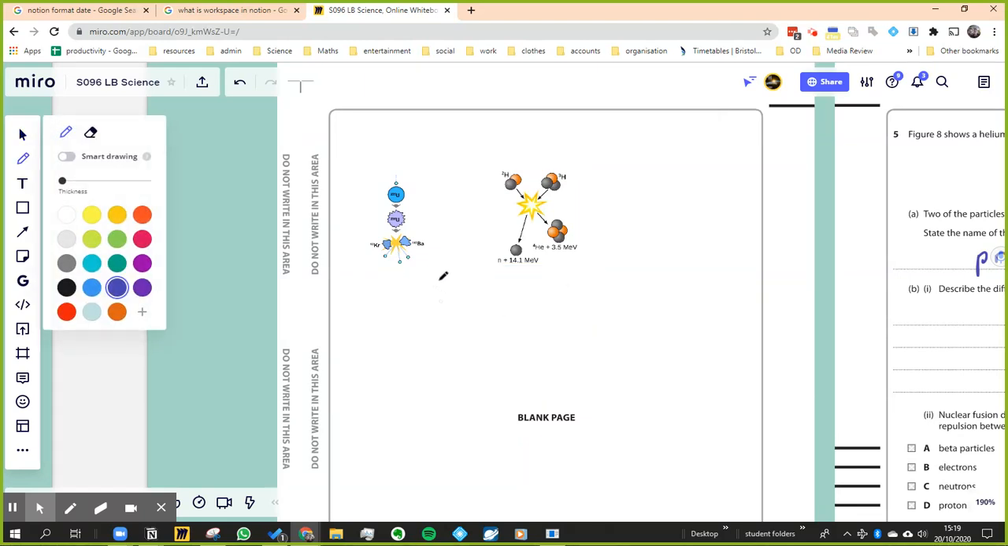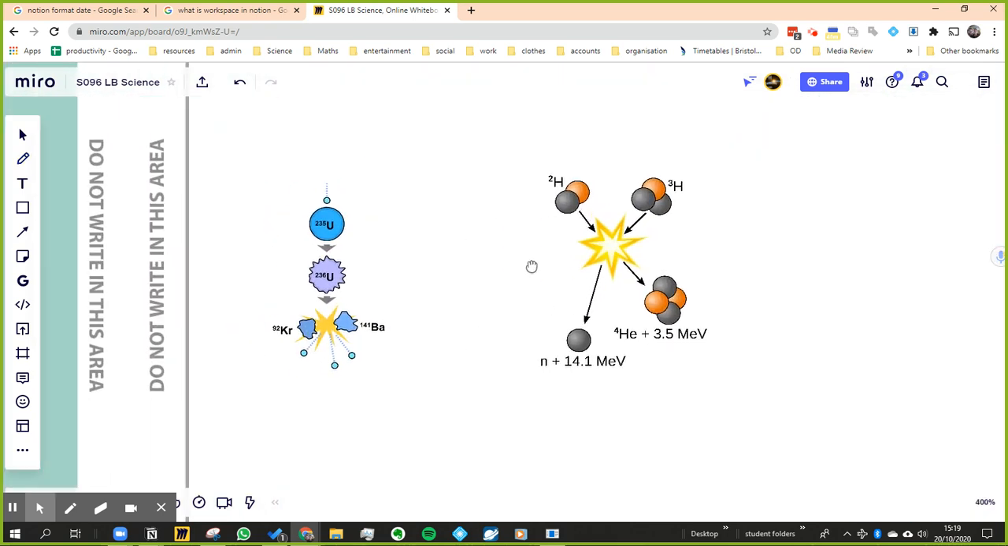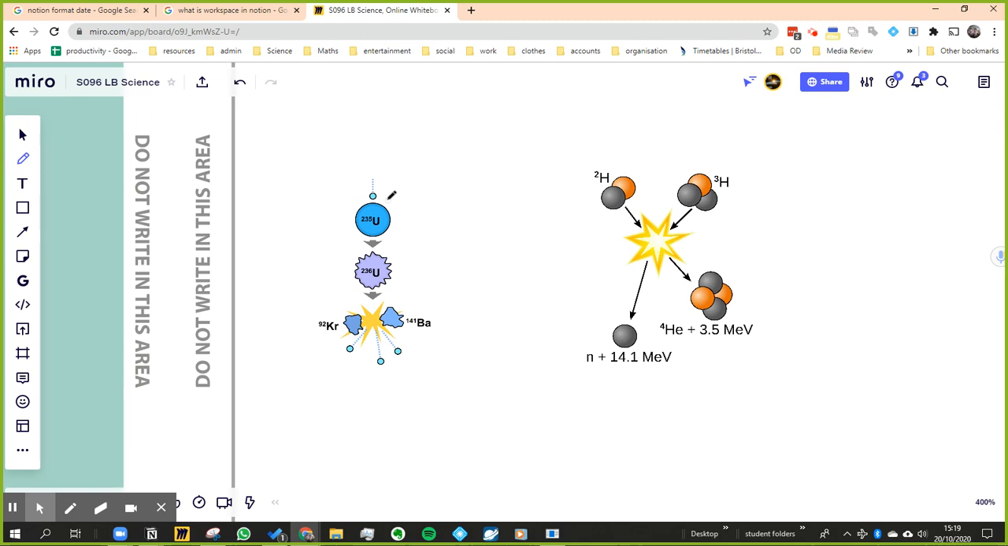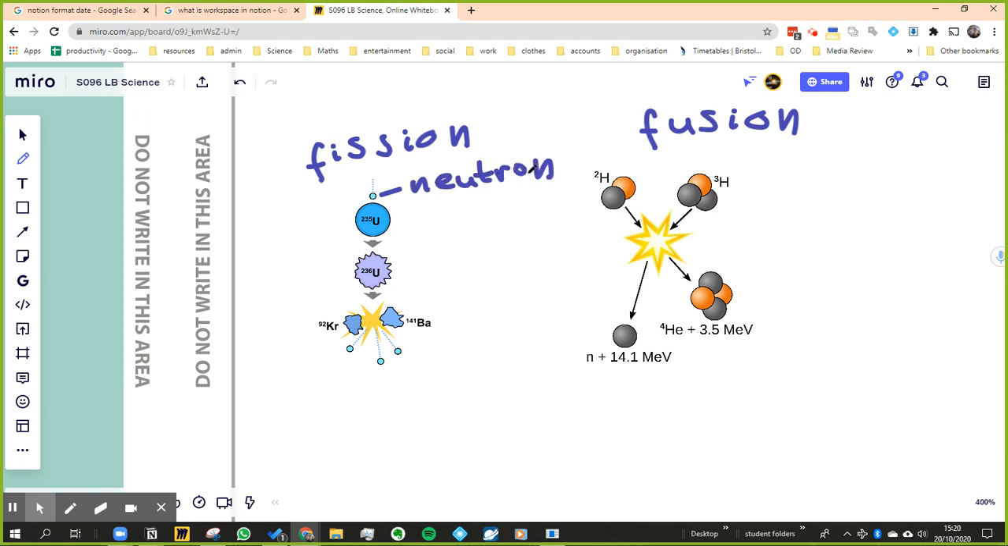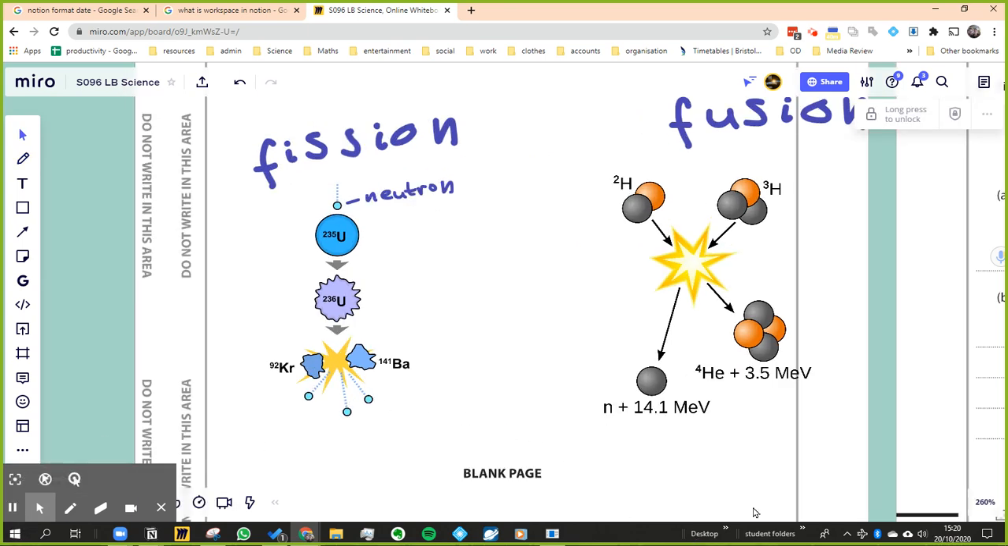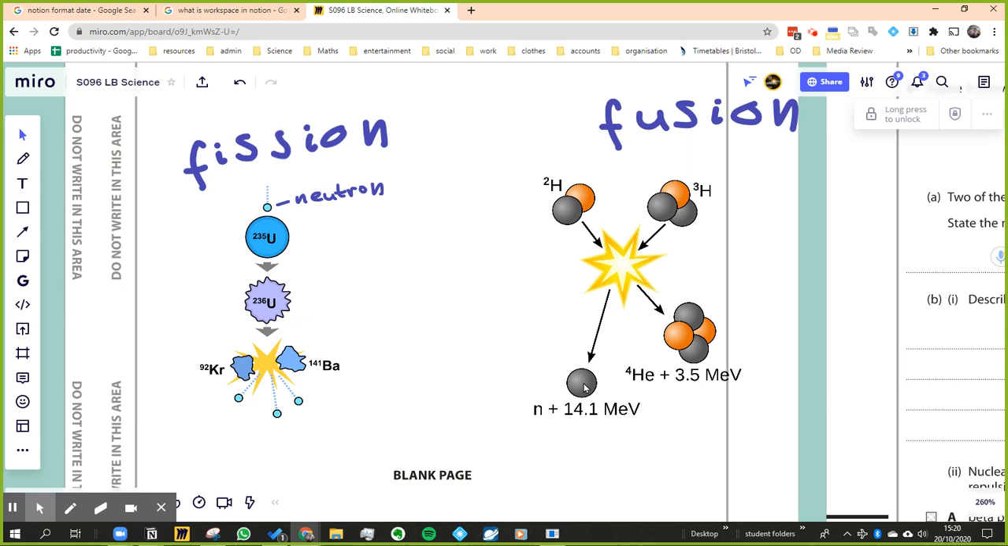So the difference between fission and fusion. If we zoom in on each one of these reactions here, this one on the left, this is fission. And on the right, this is fusion. Now, it's a bit difficult to work out what's going on here with these pictures, but if we look at it carefully, we can start to make sense of it. This little blue thing here, this is a neutron. Okay, so fission, fusion, that's the neutron.